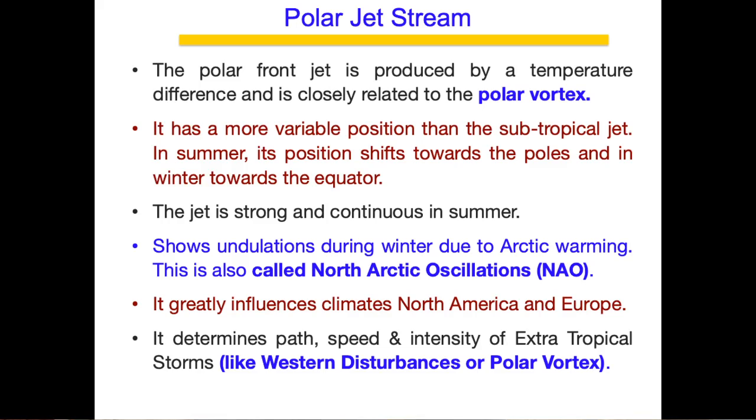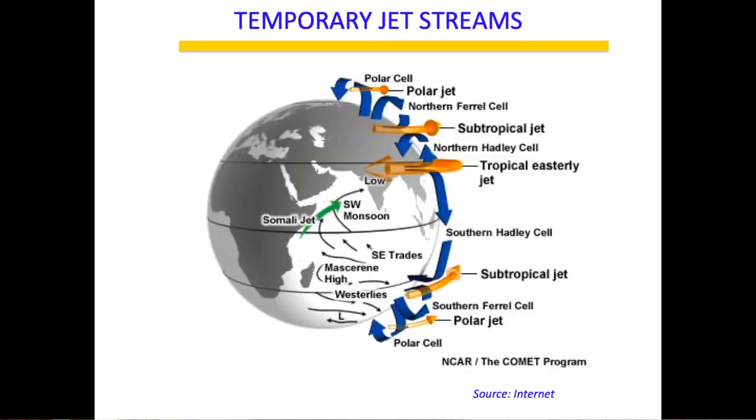The path is basically how much it is undulating. The speed is, if the speed is fast, then it will not undulate too much. If the speed is low, then it can undulate a lot. Intensity is determined by the instability, how intense a low pressure it can produce, because intense low pressures can create very drastic weather. Okay, so the polar jet stream is the one that determines the intensity of the extratropical storms like western disturbances or polar vortex. Temporary jet streams we already discussed, Somali jet and tropical easterly jet.